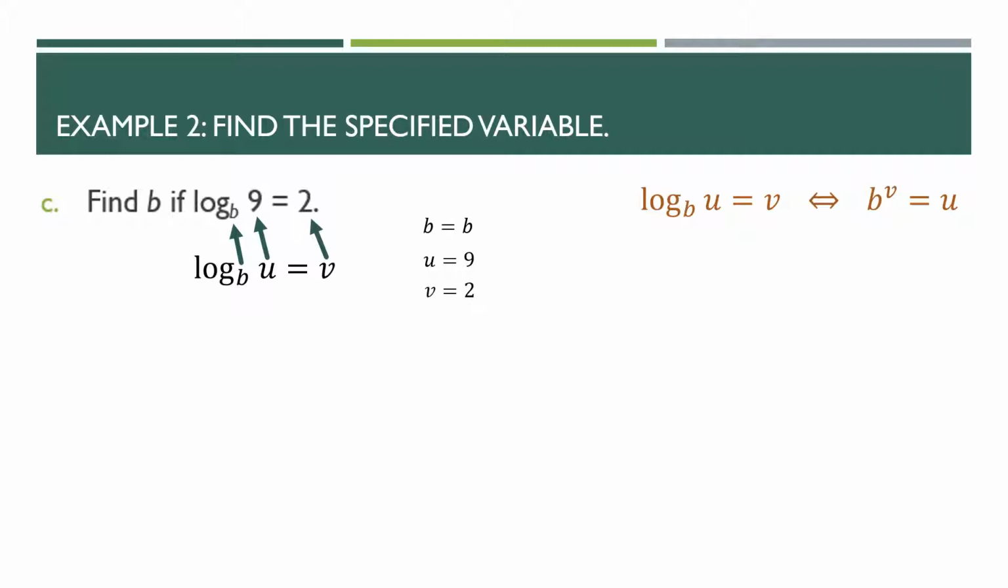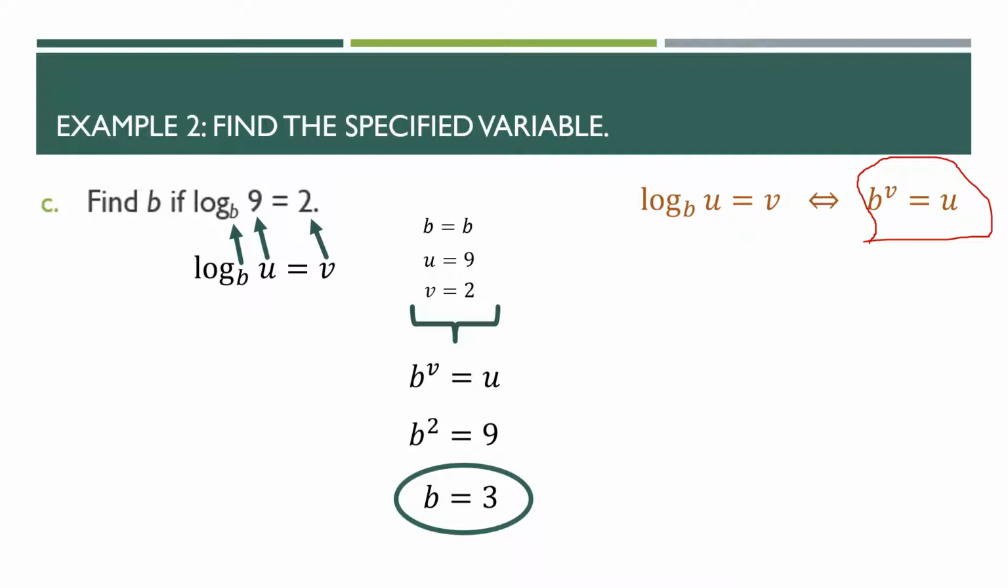Now we're going to take those and plug them into the right-hand side of our definition right here: B to the V equals U. B is just B, U is 9 and V is 2. So we have B squared, or B to the second power, equals 9. Now you have to ask yourself, what number squared gives you 9? The only number that you could square and get 9 is 3. So B is 3.